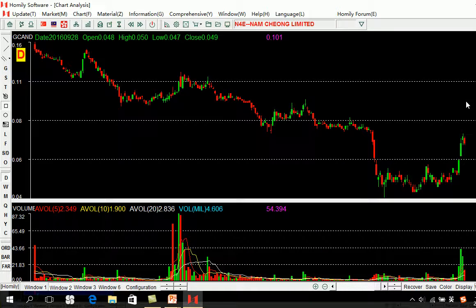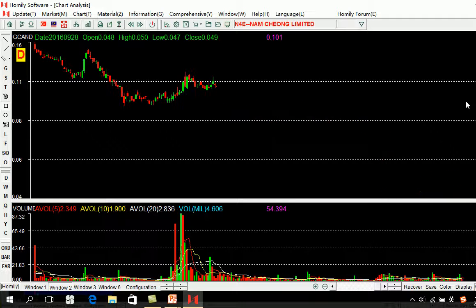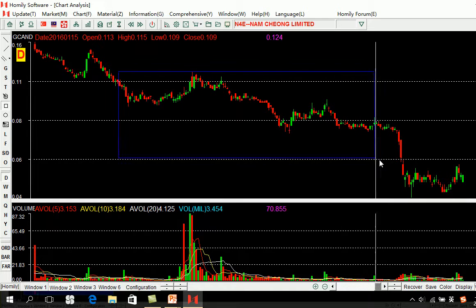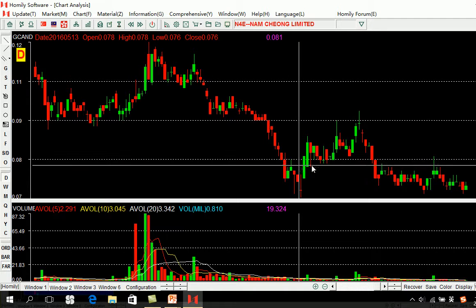So let's see this stock. What's the difference between this stock and the last one? Okay, then we can see here the price drops, then goes sideways, right? So why? Then we can see this period: the price drops, then goes sideways again.